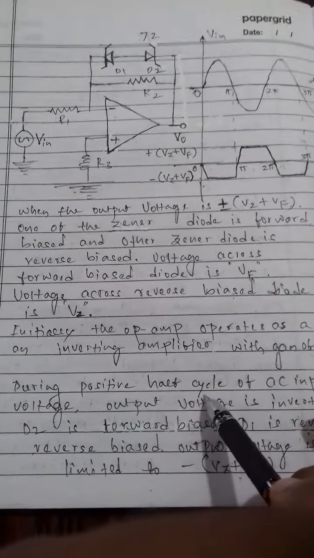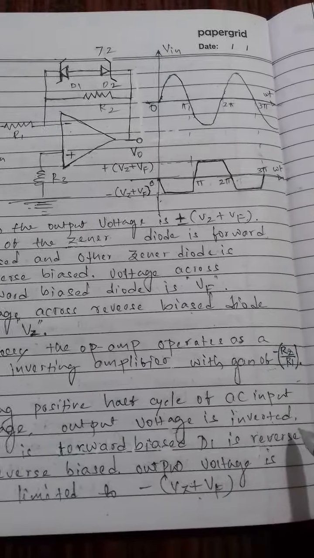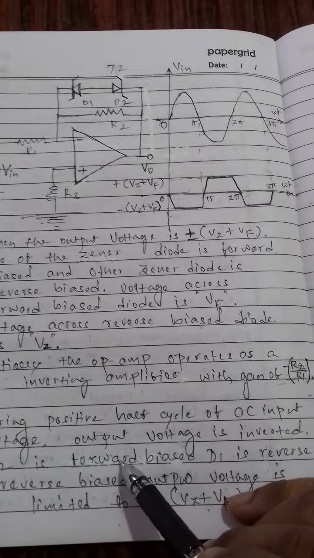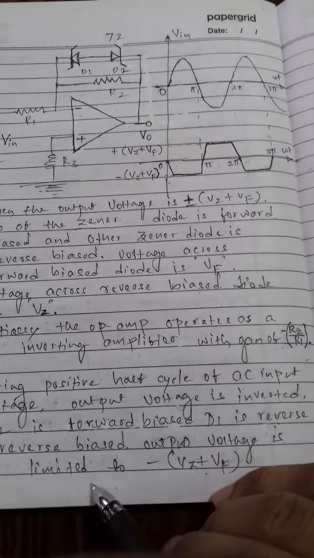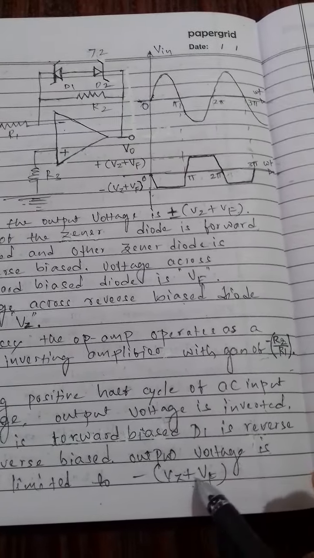During the first half cycle of the AC input voltage, output voltage is inverted. Output voltage is inverted due to D2 being forward biased, and D1 is reverse biased. Output voltage is limited to minus into bracket of Vz plus Vf.